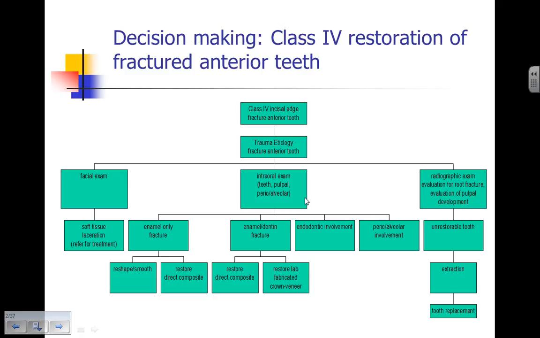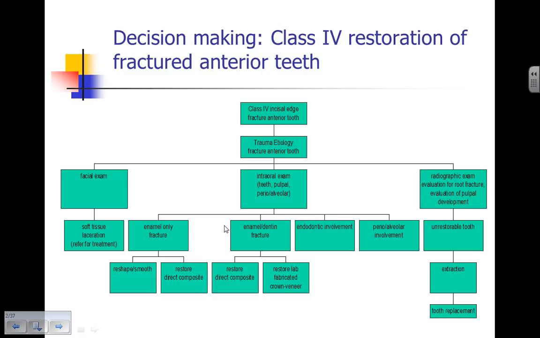After we've done our assessment of all the teeth that have been part of the injury, we're going to do a radiographic exam. We're going to evaluate for root fracture, and evaluate pulpal development in the younger patient who has a tooth that isn't fully developed. We're going to make some decisions as to how we proceed. The most typical fracture that we see of a Class 4 is an enamel-only fracture. The intervention may be merely reshaping and smoothing it out with discs and polishers. If the fracture is more significant and aesthetic, we may restore it with direct composite resin.